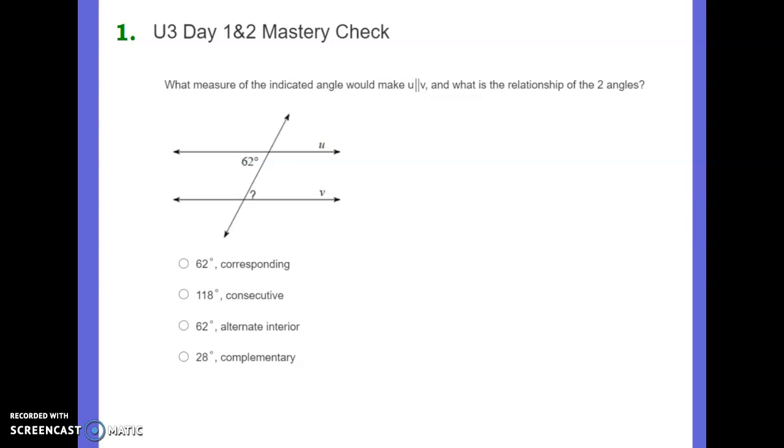Okay, geometry. I'm going to go over the Unit 3, Lessons 1 and 2 mastery check. And then I'm going to go over the Unit 3 formative 3 from Lesson 3.